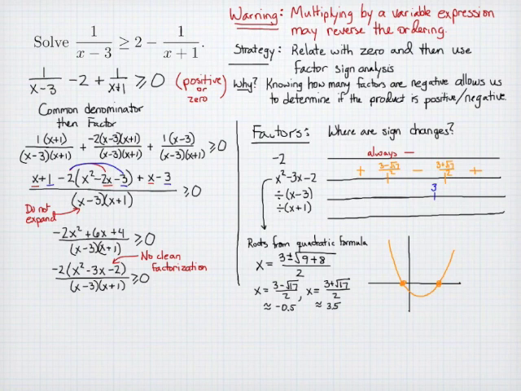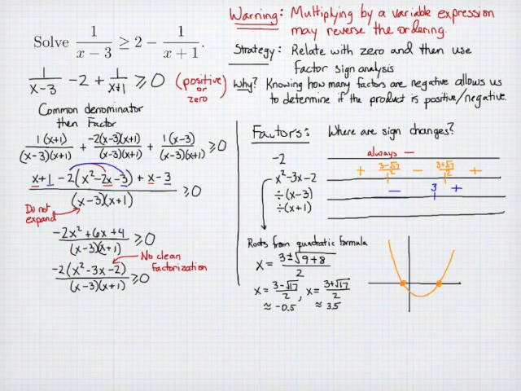If I pick a number greater than 3, for example 4, in effect I'm multiplying by a positive. If I pick a number less than 3, for example 0, I'd be dividing by 0 minus 3, which is negative 3. I'd be multiplying by a negative number.